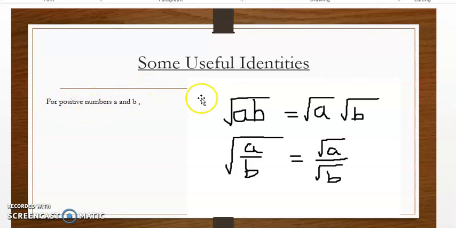For positive numbers a and b, we have seen in the beginning that root of a into b is the same as root a into root b. Also, root a divided by root b is the same as root of a divided by b.